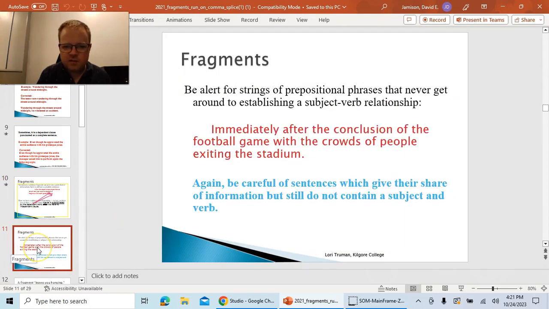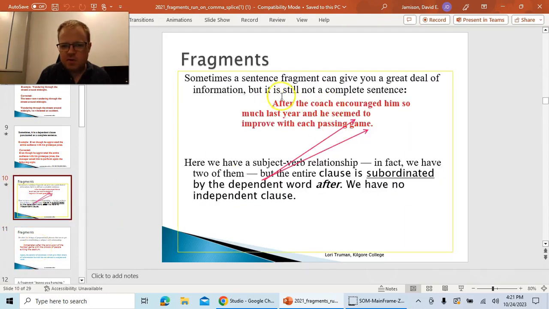How do they fix this? So we would probably say, after the coach encouraged him so much last year, and he seemed to improve with each passing game, he quit the team his senior year. Something like that.